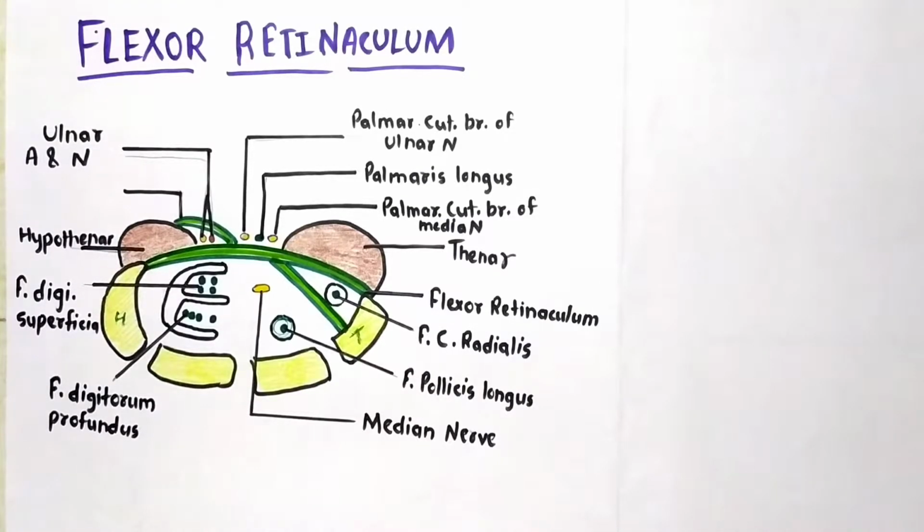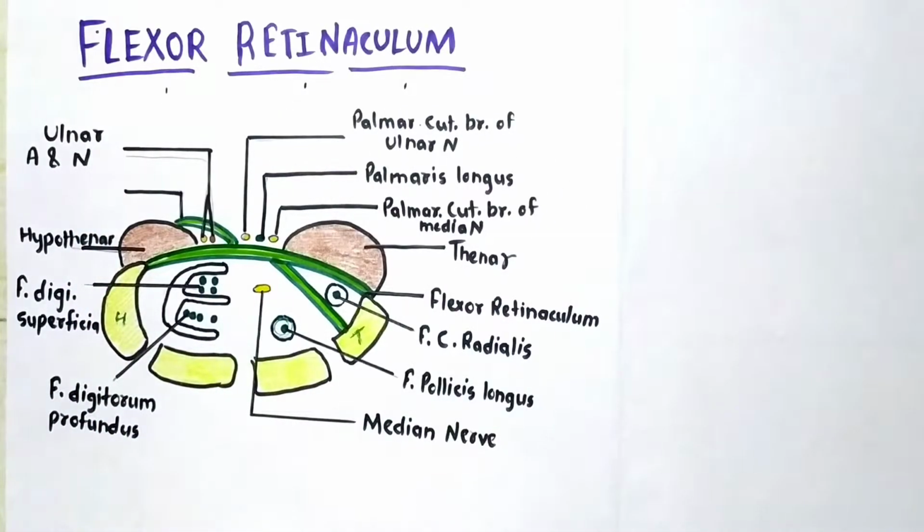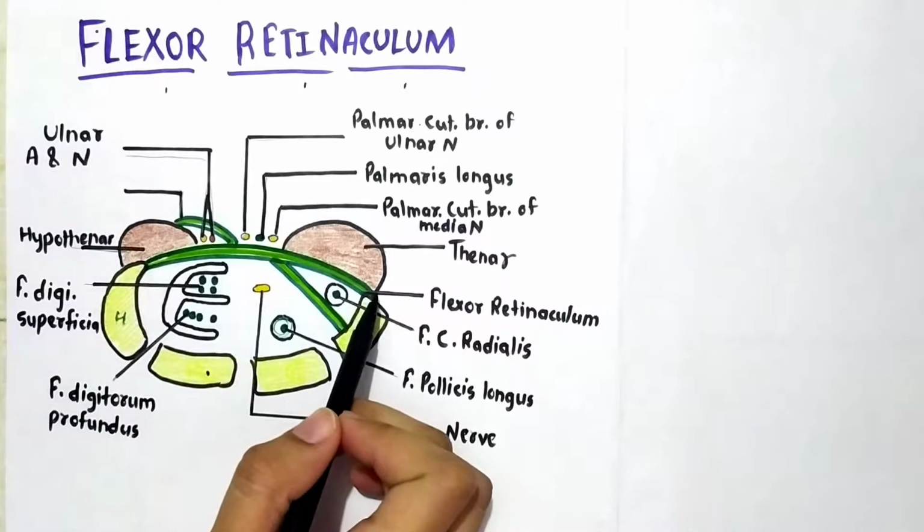In the last video we talked about the cubital fossa. Now in this video we'll talk about the flexor retinaculum. The flexor retinaculum is a fibrous sheath on the anterior aspect of the wrist which forms the roof of the carpal tunnel. These are the carpal bones and this one is the flexor retinaculum.